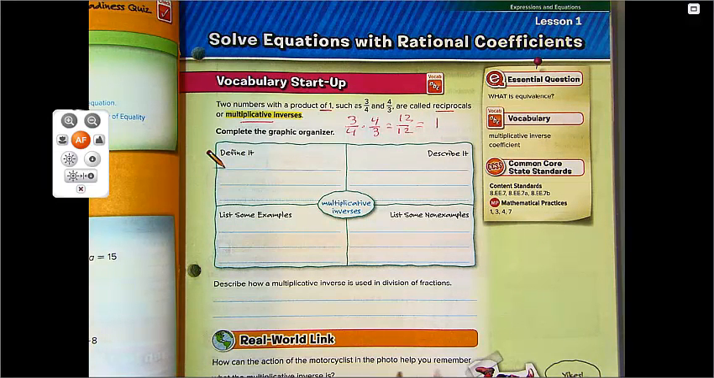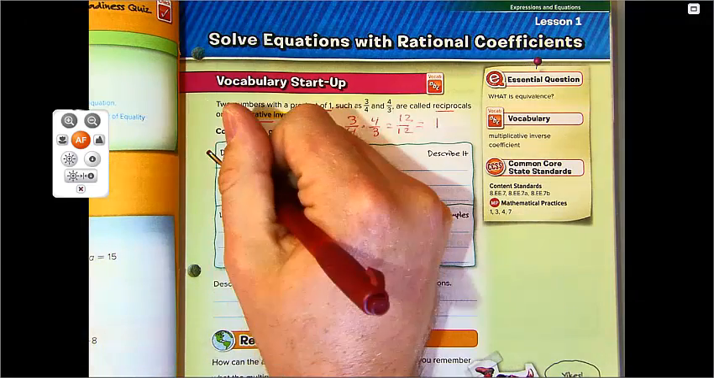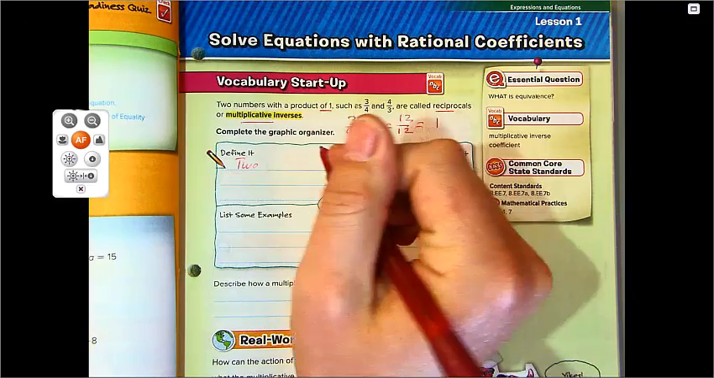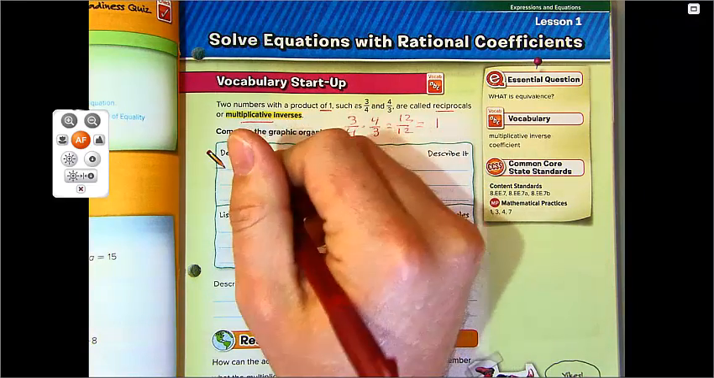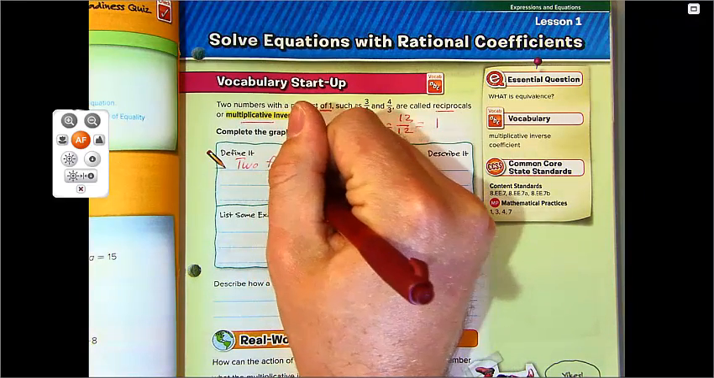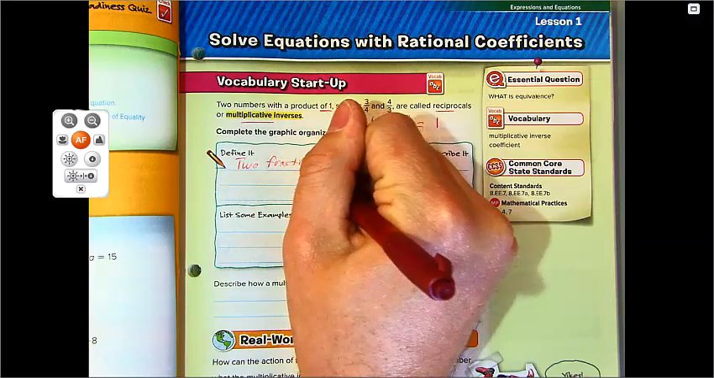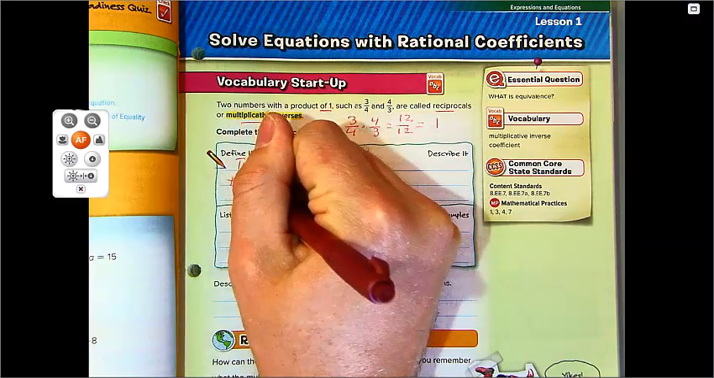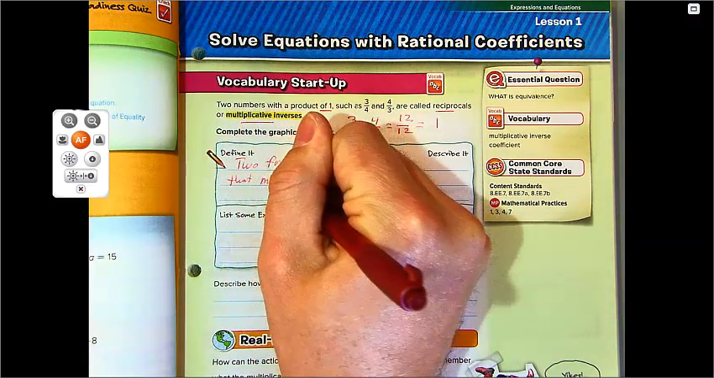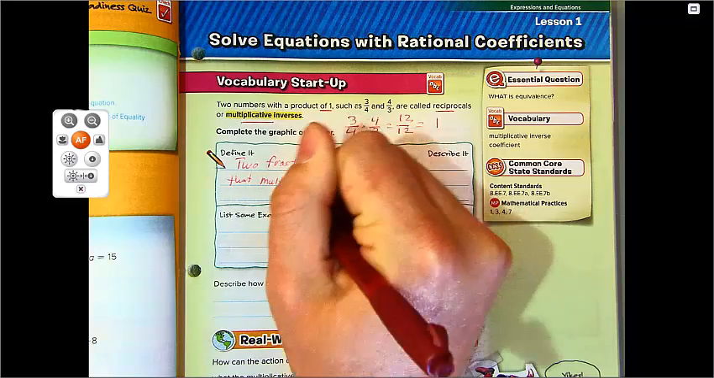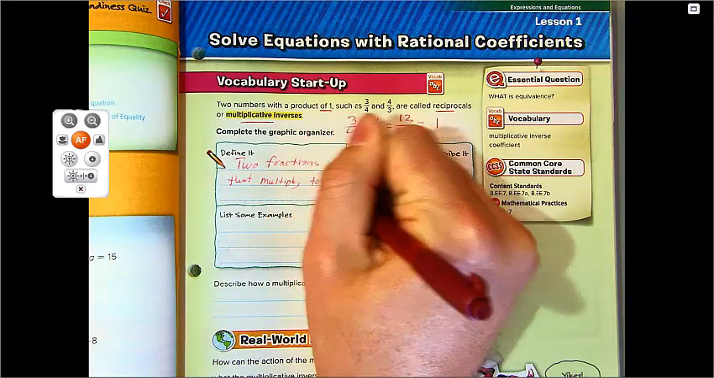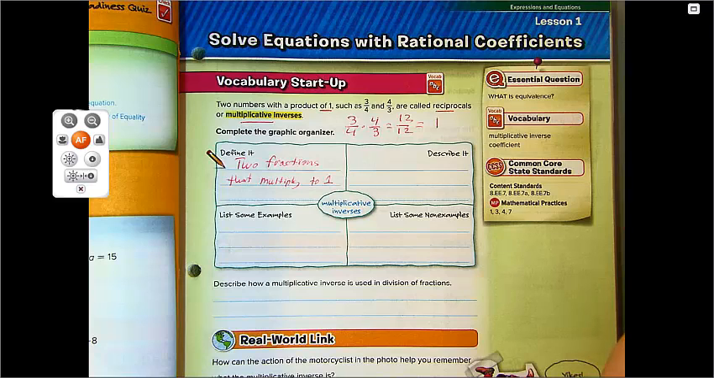Okay? So let's define exactly what that means here in our notes. Basically, it's just two fractions that multiply to 1 or equal 1. All right? That's what we're looking at here.